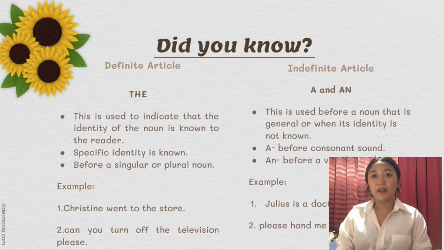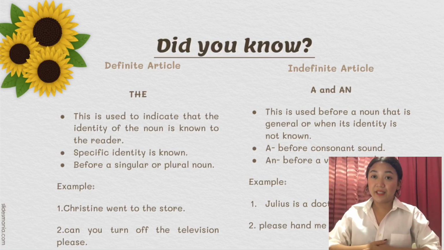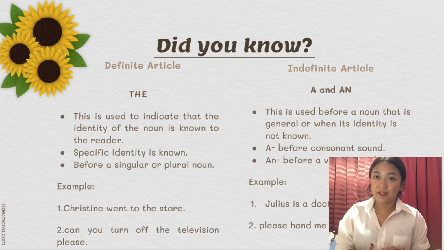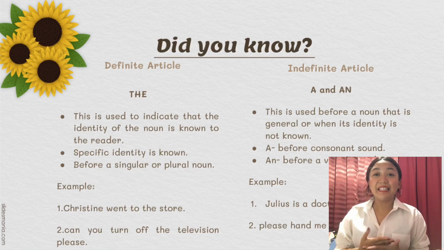Next, we have the indefinite articles, which are a and an. They are sometimes used when the subject is not known or generally speaking. For example, Julius is a doctor. There wasn't mentioned any kind of doctor Julius is, but it was mentioned that he is a doctor. It is generally speaking, but not specific.